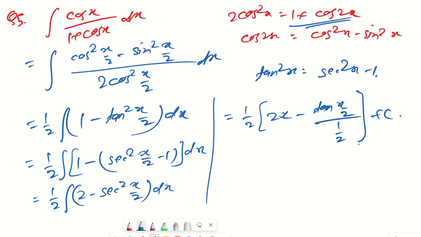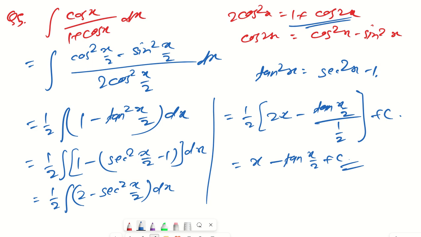Plus some constant c. If you want, you can solve this in a much more simplified version. So I'll take 1 by 2 inside, so it will become x minus, the 1 by 2 will get cancelled, so it will become just tan x by 2 plus some constant c. So this is your solution. Hope you now have a very good understanding of how to proceed in this kind of question.